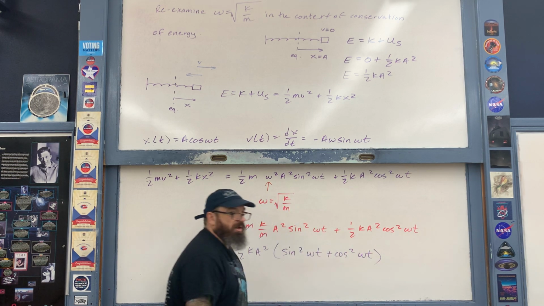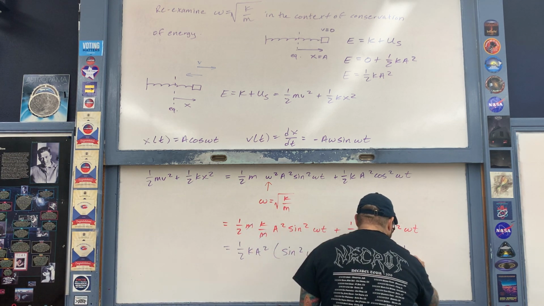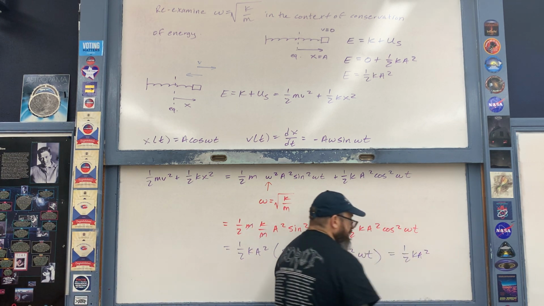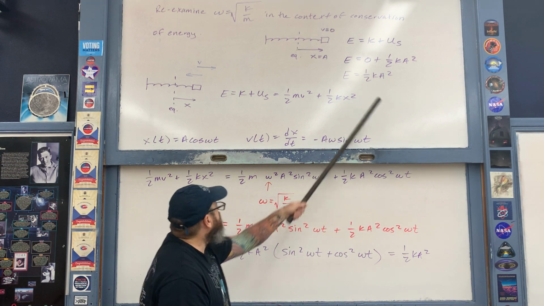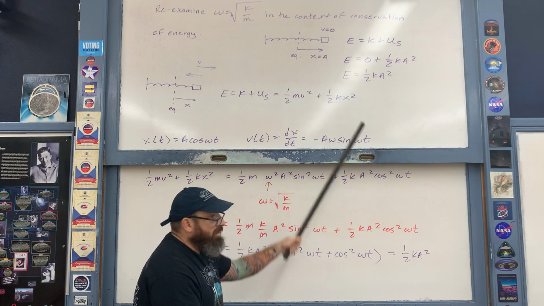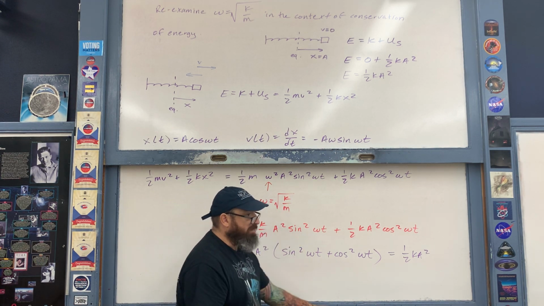There in the parentheses is our trig identity, which is equal to 1, and therefore the total energy is in fact 1/2 kA squared. Because the energy of the oscillator is conserved, this quantity here has to equal this quantity here. That's only possible if omega, the angular frequency, is equal to the square root of k over m.